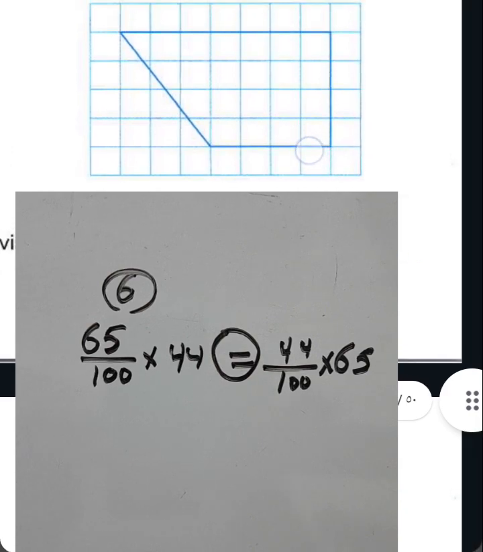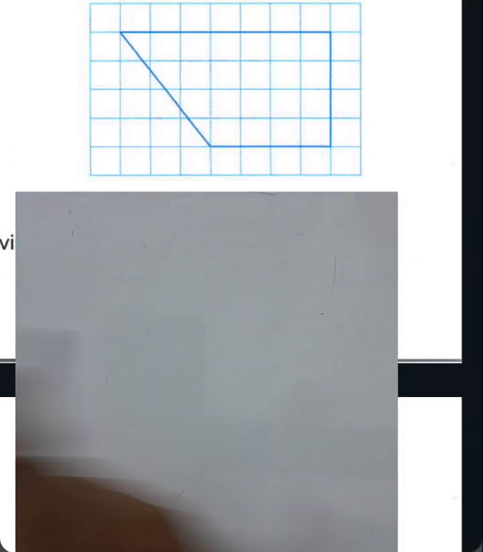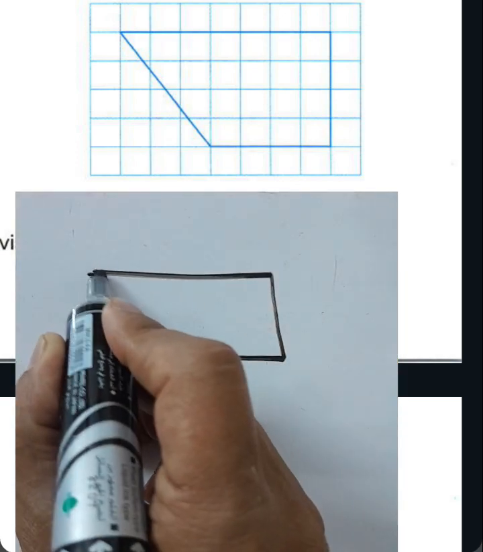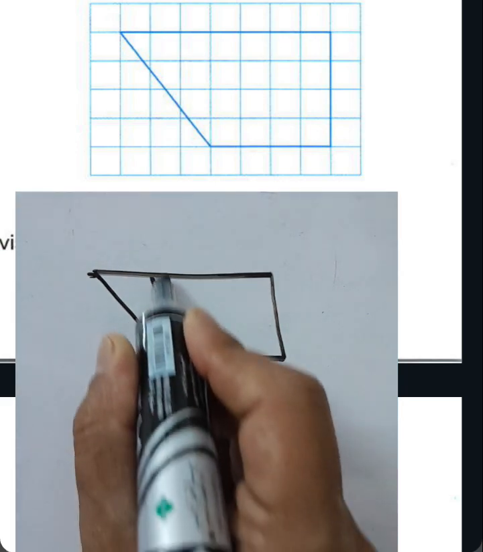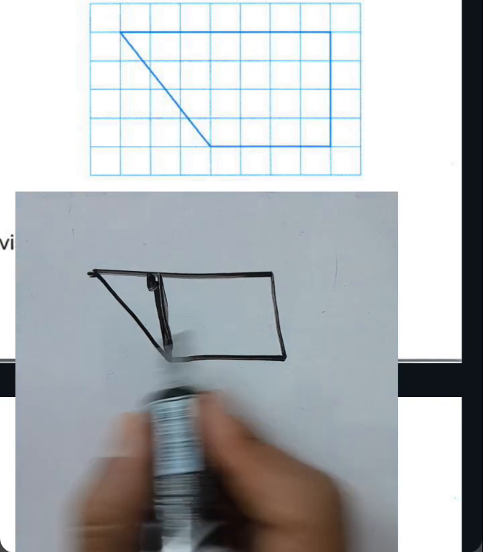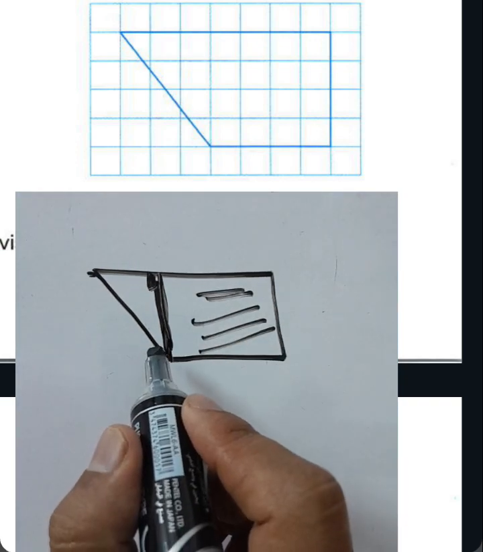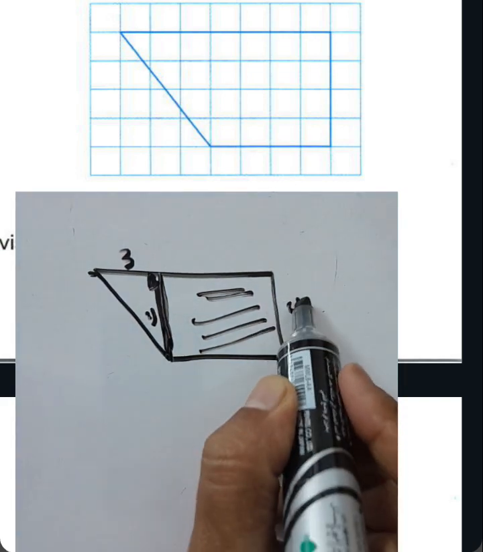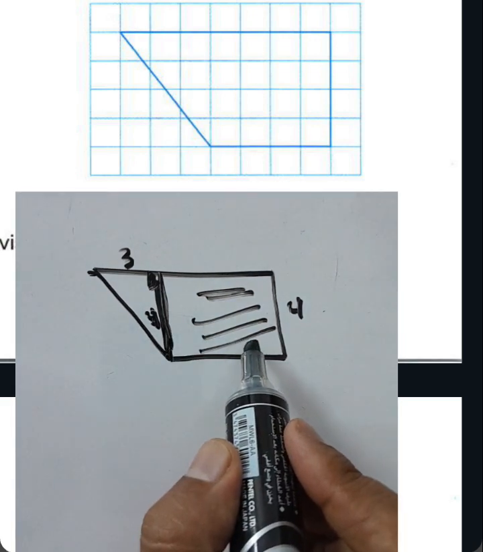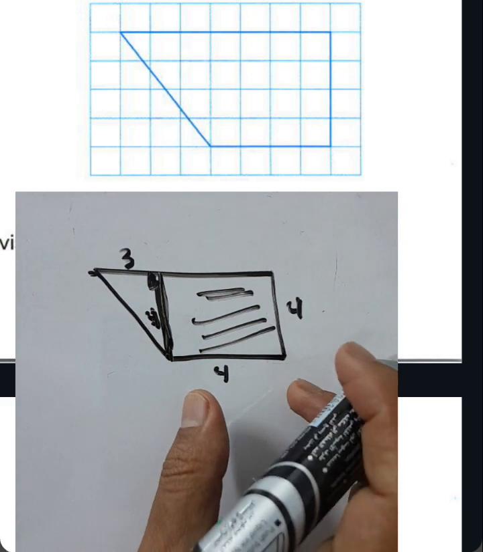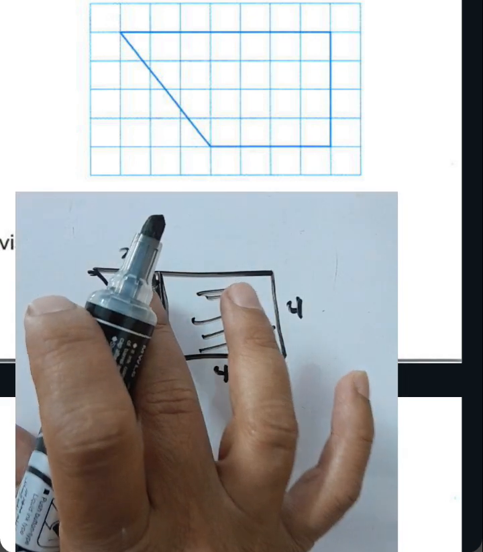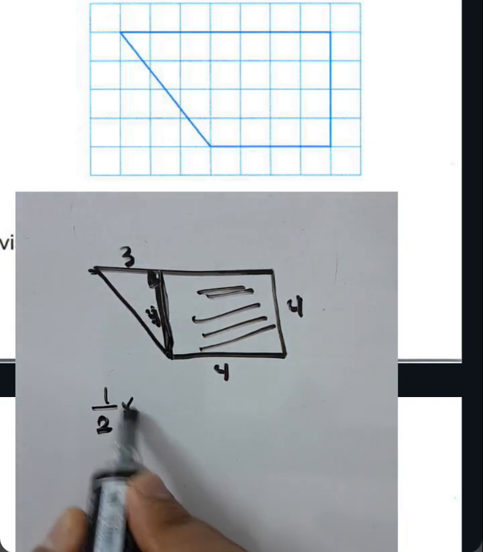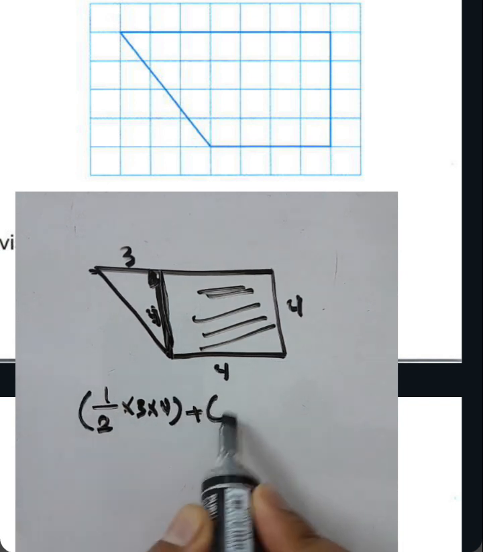The area of the trapezium here, it will be what? We can divide this trapezium into parts and find the area of each part. At the left we have a triangle. Find the area of this triangle and the area of the rectangle and add them. We can count here 3 units and the height was 4 units, and here 4 units, and the base 1, 2, 3, 4. Then we have a square and a triangle.